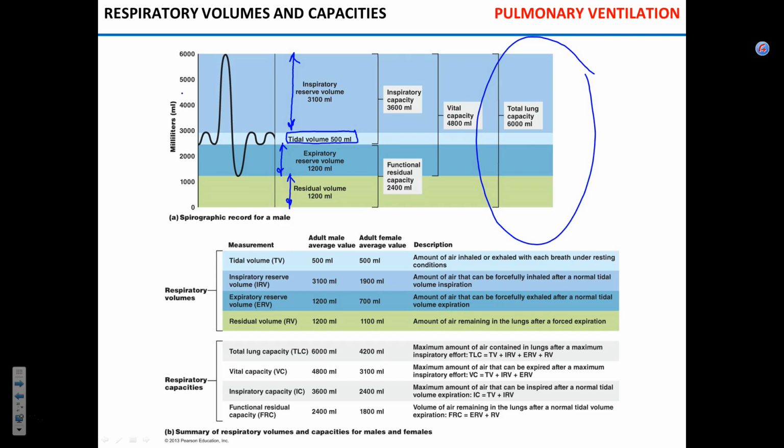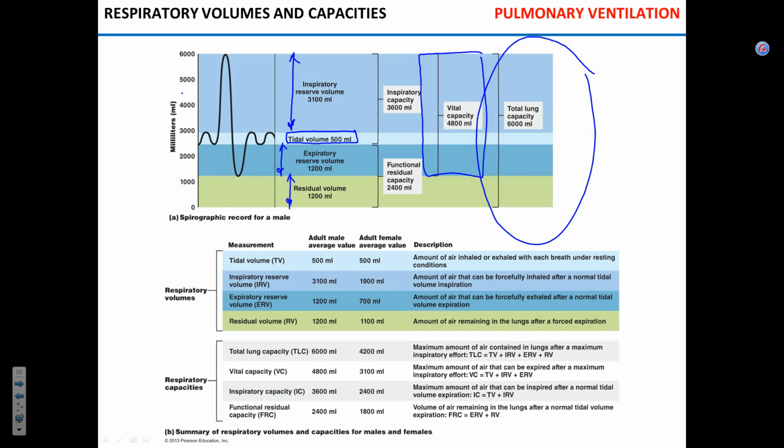Next one, vital capacity. That's your inspiratory reserve volume, expiratory reserve volume, and tidal volume. Basically, this is the amount of air that you can manipulate. Does that make sense? You can actually measure it using spirometer. You can inhale to the top of your lungs and then exhale as much as you can. So that will be your vital capacity.